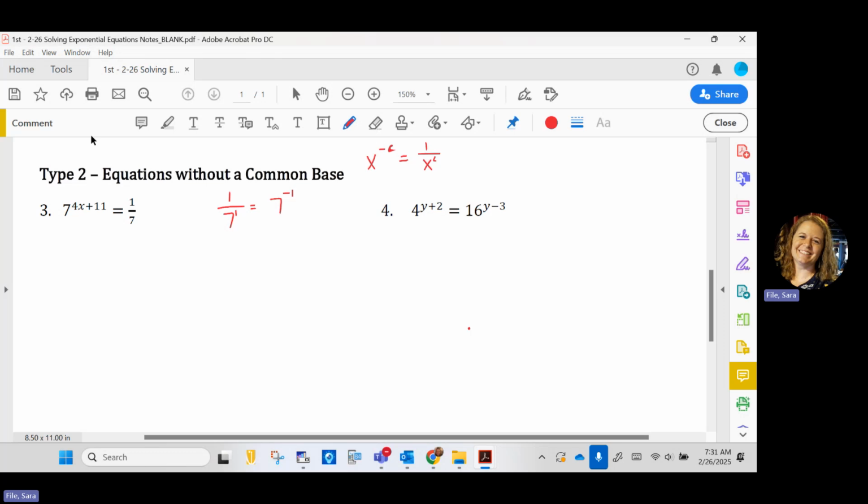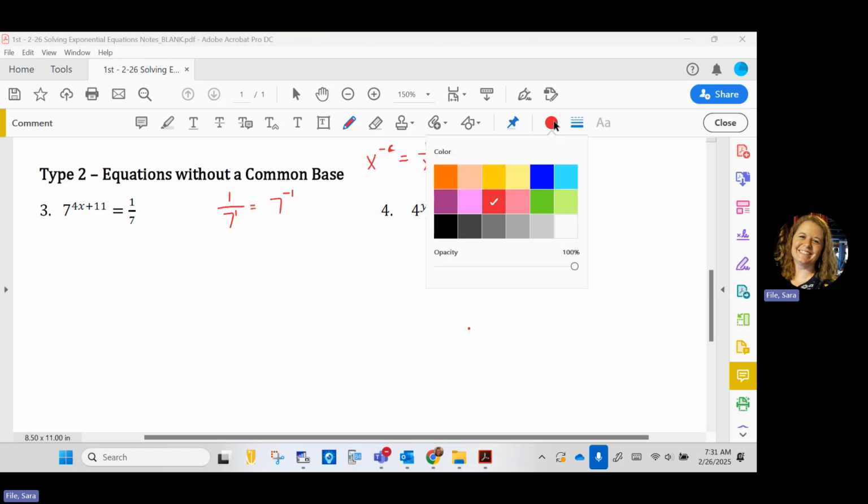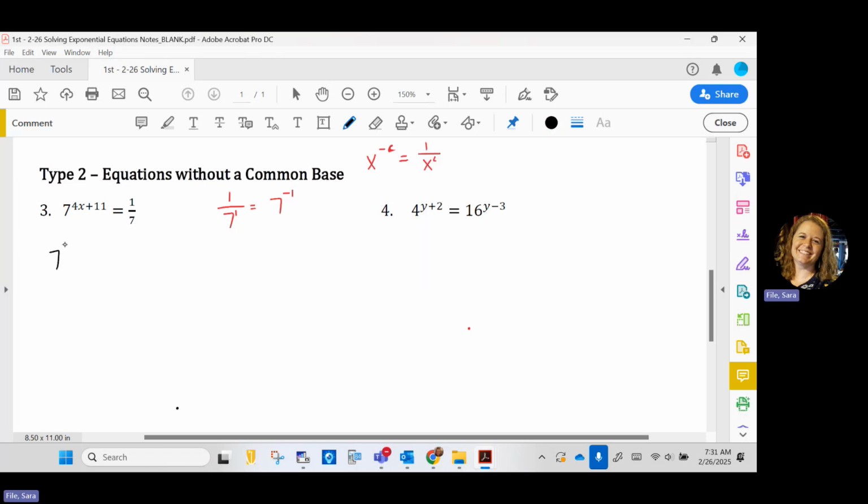So I change it from an understood 1 to a -1, and the 7 gets to move from the denominator up to the numerator. Now there is nothing left in the denominator, it'd be an understood 1, so I don't need to write over 1. So now over here, I've got 7 to the 4x plus 11 equals 7 to the -1. So now do I have like bases? Now I have like bases. So I can set the exponents equal. You can think of it as dropping the base if that's how you like to think of it. But I'm going to set 4x plus 11 equal to -1.